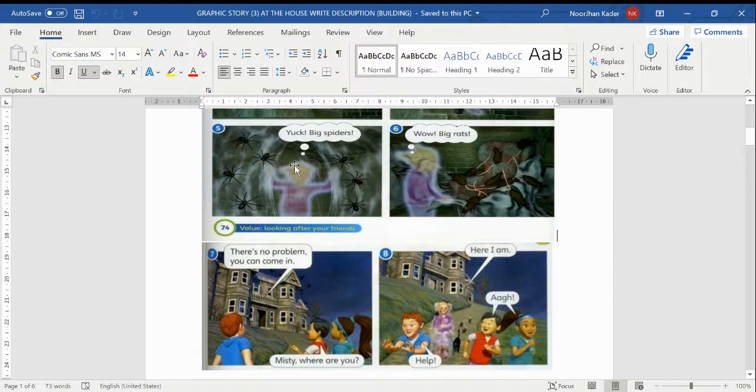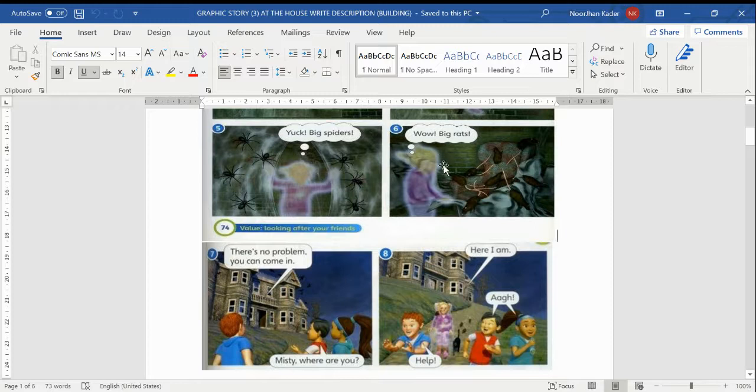Okay, frame 5. She goes down and she's in the cellar now. What does she find? Yuck, big spiders. In the fifth frame, she finds big black spiders, and there are many of them. Later we will count them when we write the description.